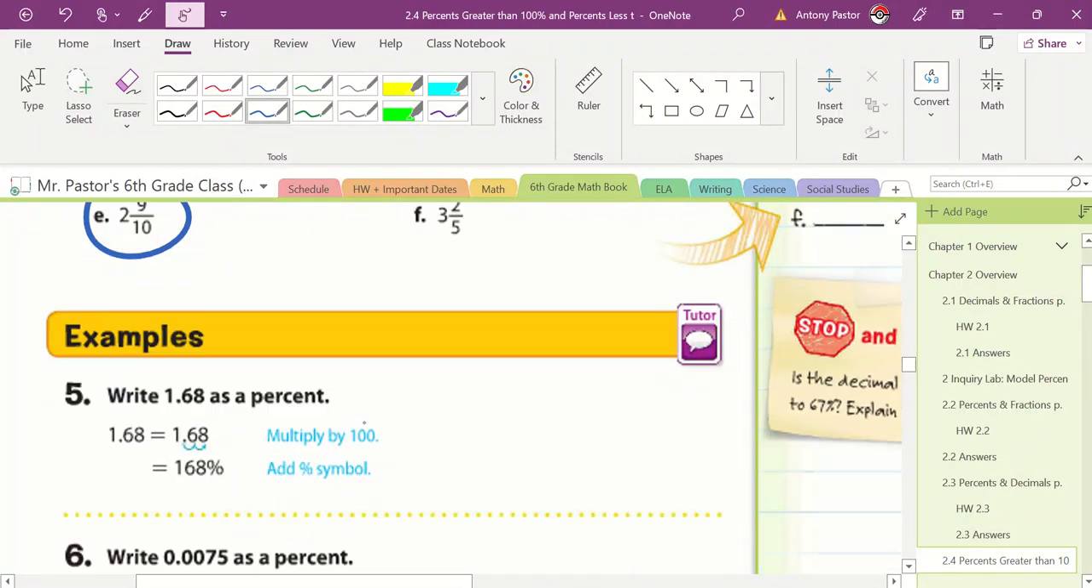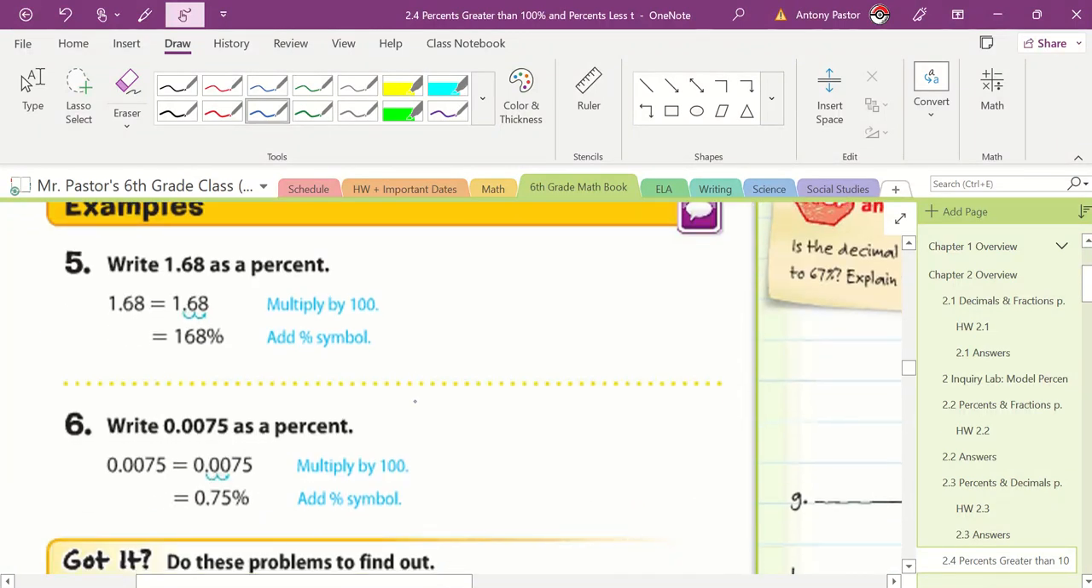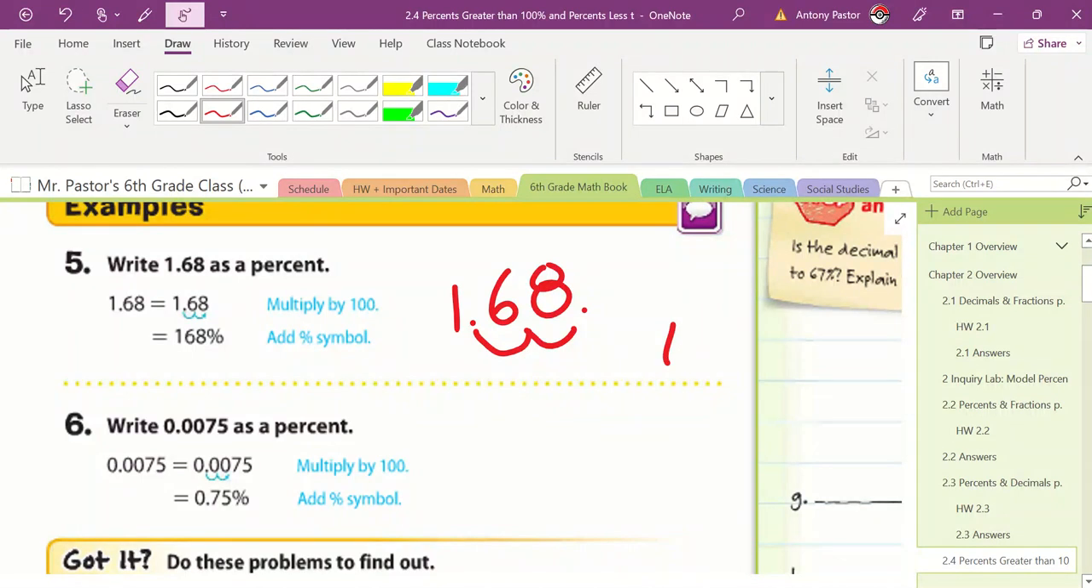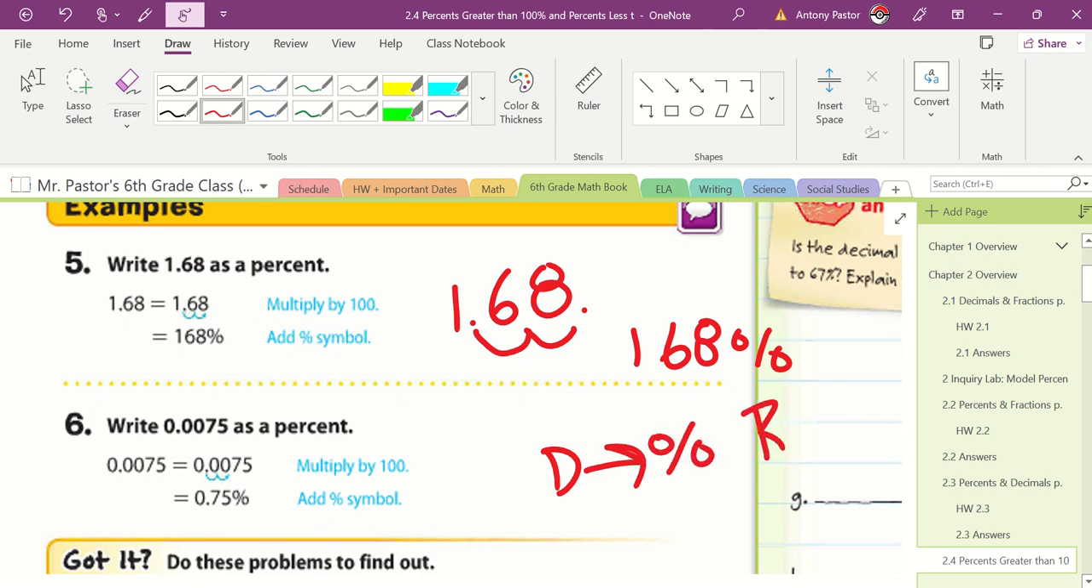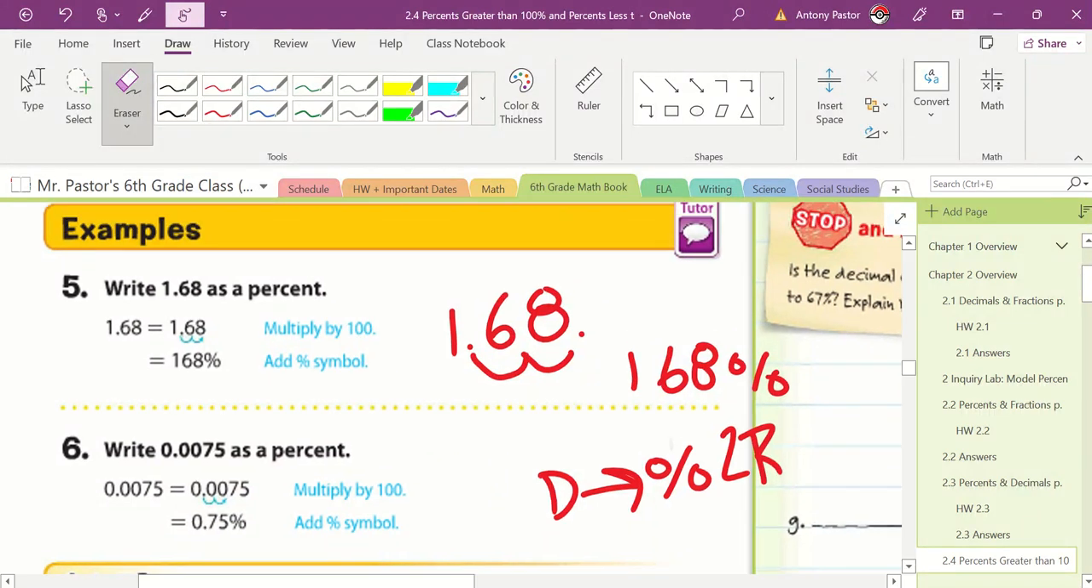Example 5. Write 1.68 as a percent. Now we've talked about this. When you have a decimal to a percentage, the decimal jumps twice to the right. This would be 168%. So again, decimal to percentage, to the right, twice to the right. Think of it as alphabetical order if this helps.